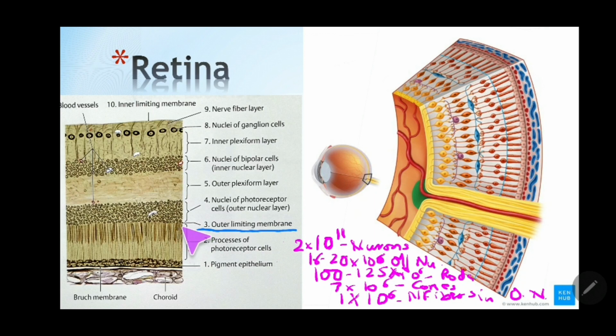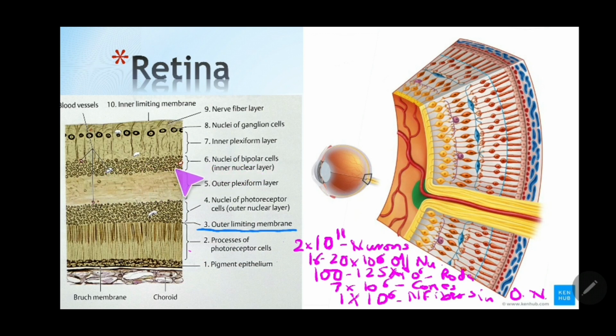And now, inside to this outer limiting membrane, this is the outer nuclear layer. Now these nuclei of the rods and cones have their central processes, the axons, and they form the outer plexiform layer. These axons will anastomose with the dendrites of the cells of the inner nuclear layer. And this inner nuclear layer is made up of the bipolar neurons, or the first order sensory neurons. Remember this.